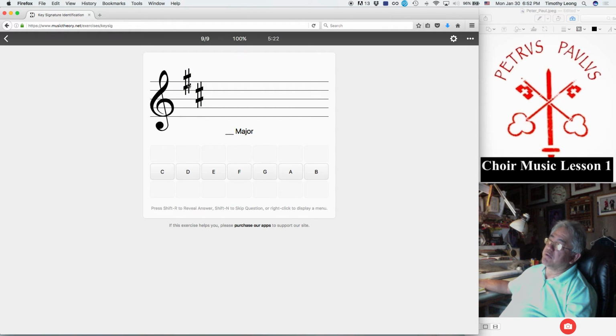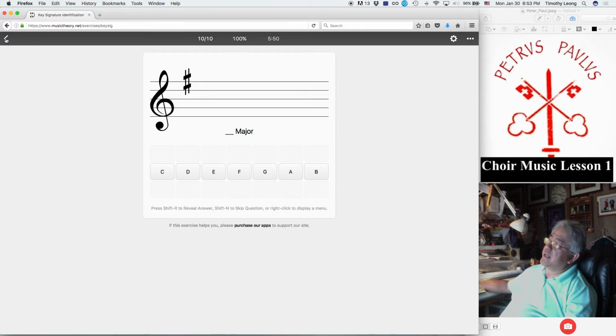Again, remember, 2 sharps. We have C, one line here. D, E, F, G. That gives us 1 sharp. Then we go up another sharp because we have 2 sharps. 1, 2, 3, 4, 5. That line is D. That's D major. It's exactly what it's supposed to be.